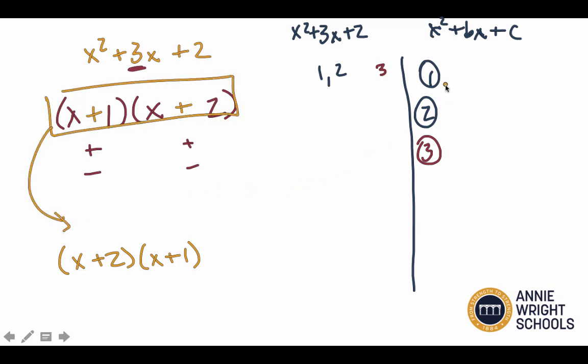So your checklist should look something like this. List the factors of c. If c is positive, add factors. If c is negative, subtract factors, looking for the middle term, b. If it's positive, the signs are plus plus. If it's negative, one sign is positive and one sign is negative. Let's figure out how that works.